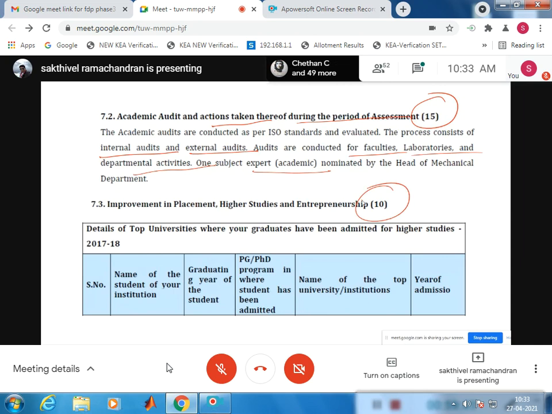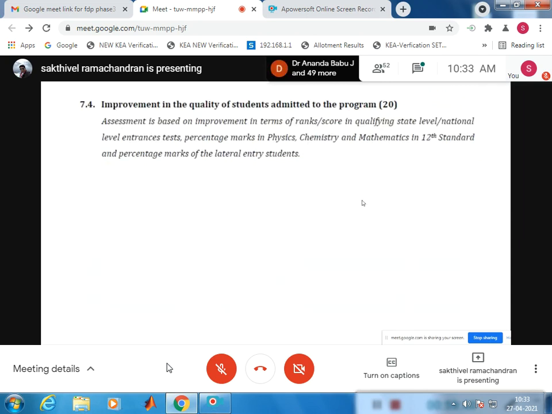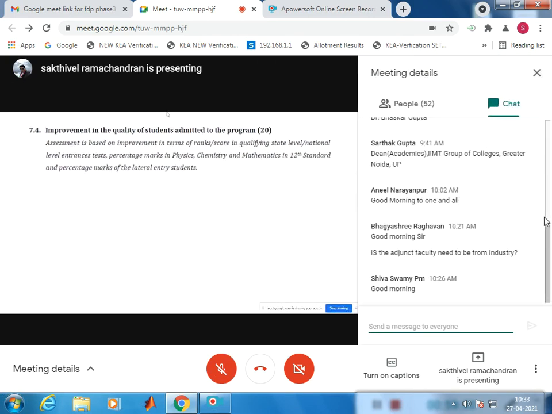So this mainly speaks on what are the facilities that have been provided with respect to placement, higher studies, and entrepreneurships. Then improvement in the quality. All this is speaking about the improvements. Say previously this was the case. After including these facilities, this was the improvement.